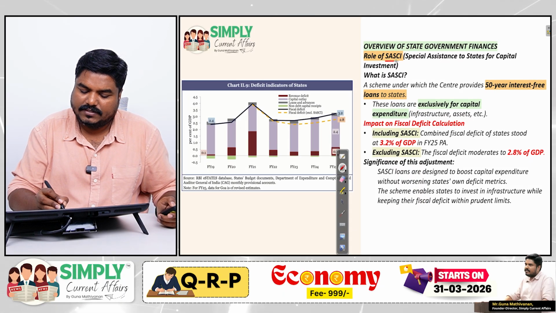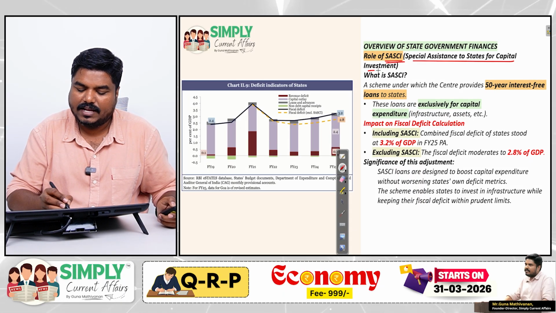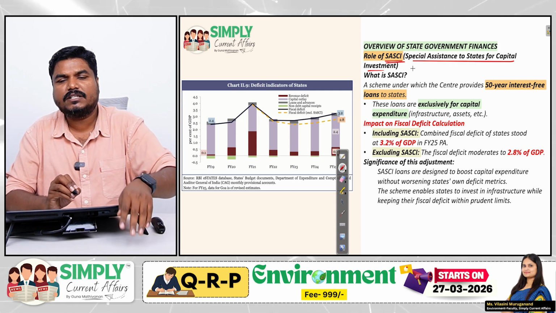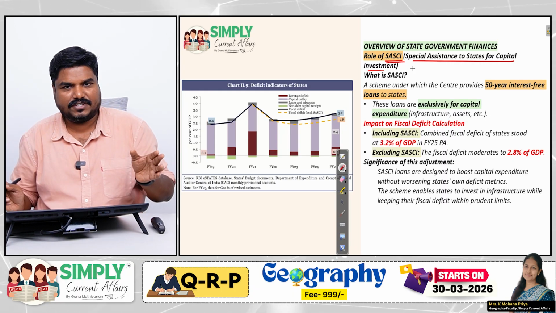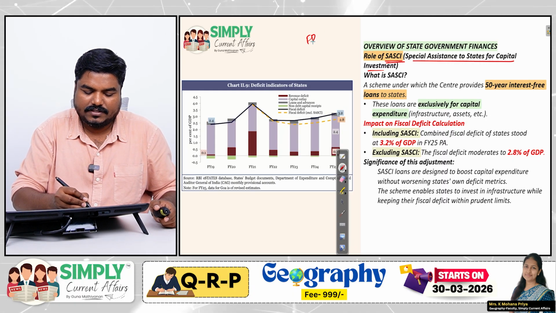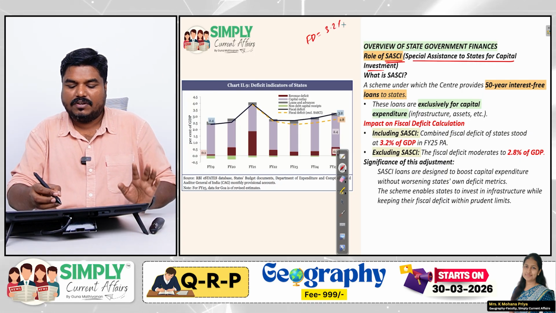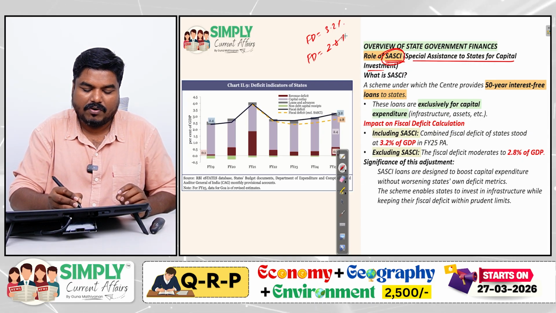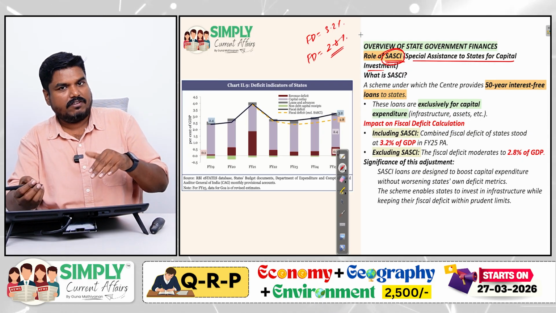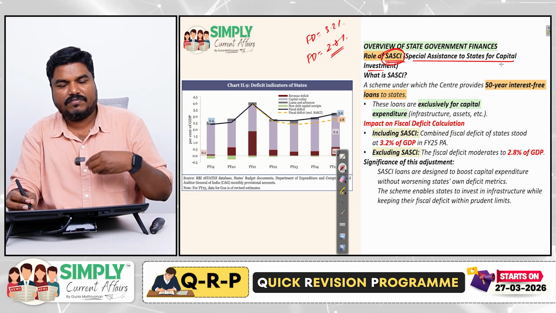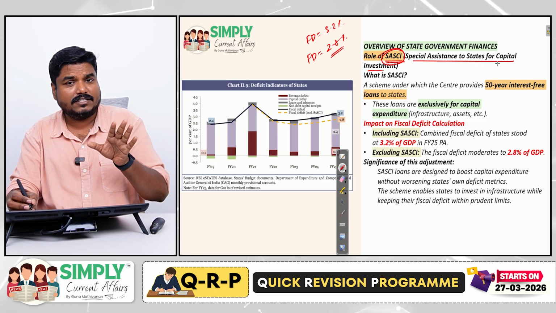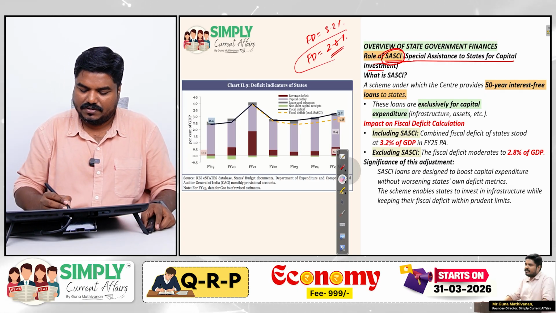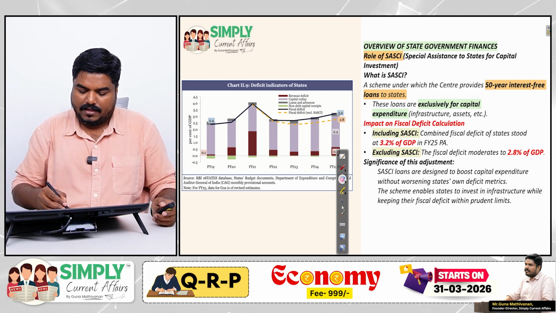What is SASCI, Special Assistance to States for Capital Investment? The central government is giving a 50-year interest-free loan for state governments to invest in infrastructure. So the FD is 3.2%. But if you remove the SASCI support, the FD will become 2.8%. Under the SASCI, if a state government is borrowing, it has to repay. It need not pay interest, but it has to repay. Debt is a debt. But if you remove the SASCI, FD will come down to 2.8%.